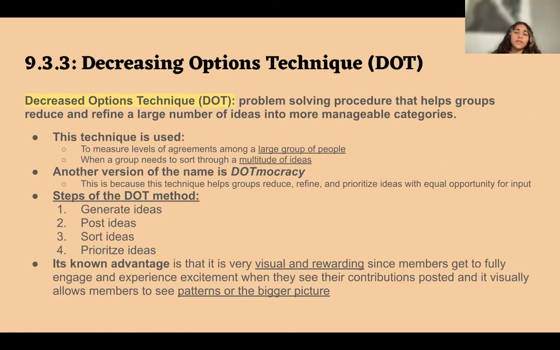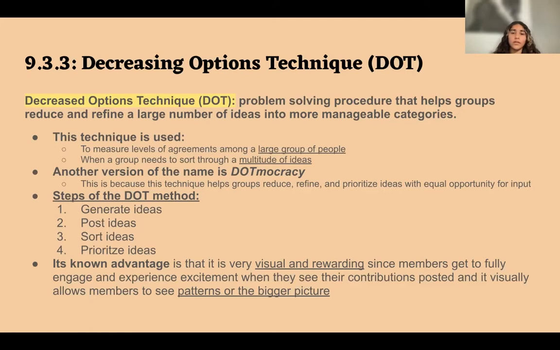Now for our decreasing options technique, this is, again, a problem-solving procedure that helps groups reduce and refine a large number of ideas into more manageable categories. This technique is used to measure levels of agreement among large groups of people, and when a group needs to sort through a multitude of ideas. Another version of this procedure is known as dotmocracy because it helps groups reduce, refine, and prioritize ideas with equal opportunity for input. Now the steps of this procedure are as follows.